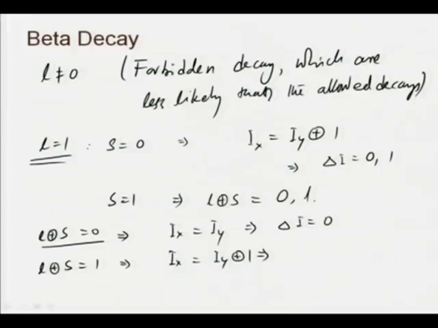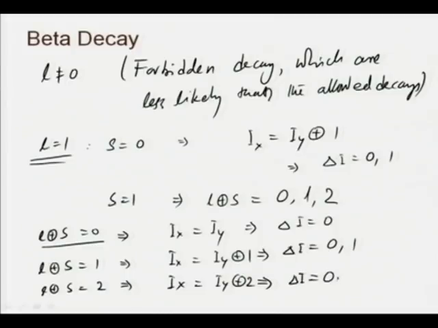Actually, L plus S can be 0, 1 or 2. I missed the 2 there. When you have L equal to 1 and S equal to 1, you can have L plus S equal to 0, 1 or 2. So L plus S equal to 1 will give you I x equal to I y plus 1, which is again delta I either 0 or 1, and L plus S equal to 2 will give you I x equal to I y plus 2, that will give you delta I either 0, 1 or 2.